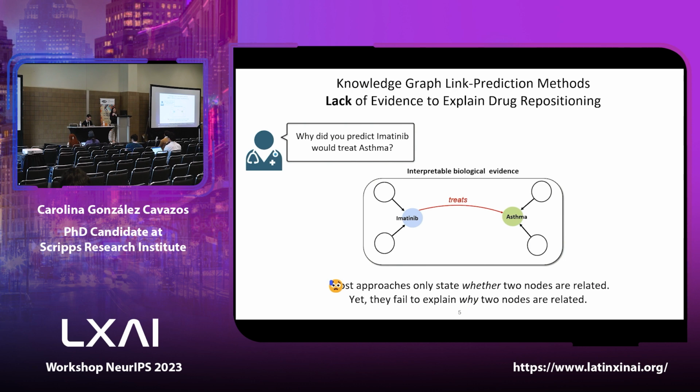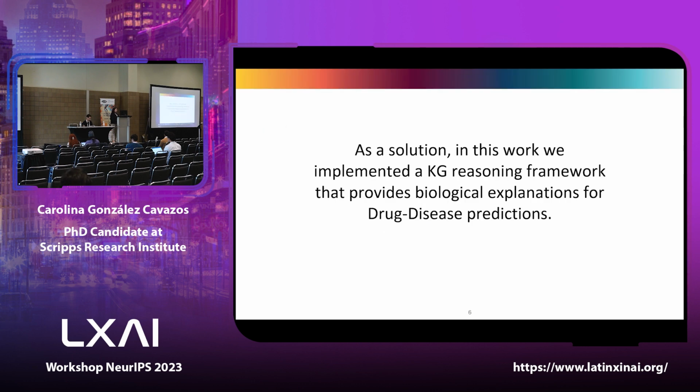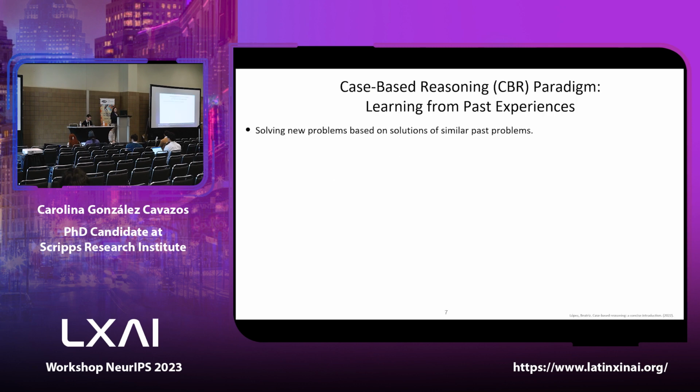But for drug repositioning and for other research areas in biology, we are not only interested in knowing that two nodes are connected, but we really want to know what are the biological mechanisms, or the sequence of nodes and edges, that explain the connection between them. Taking that challenge in mind, we developed a knowledge graph framework that allows us to identify the biological explanations for drug-disease predictions. And for that, we consider the case-based reasoning paradigm.